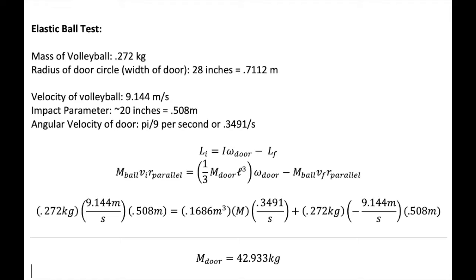Before testing, we first found that the mass of the volleyball was about 0.272 kilograms, and that the radius of the circle that the door would be turning in was about 0.7 meters. After taking our videos, we found that the velocity of the volleyball when we threw it was about 9 meters per second, and that it hit about 0.5 meters from the hinges, and caused the door to have an angular velocity of about 0.35 radians per second. Using these numbers and following the equations that Carter just talked about, we ended up finding that the mass of the door was about 43 kilograms with the elastic test.